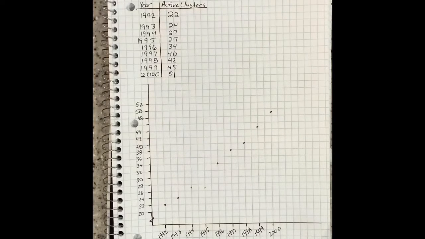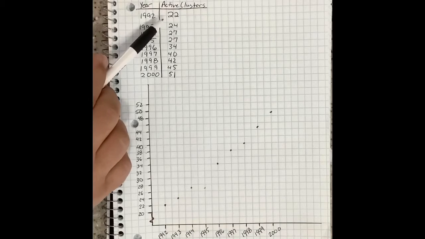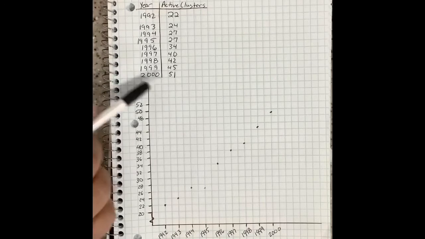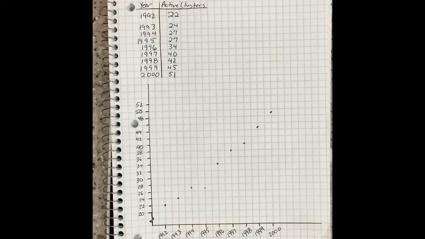All right, so what we have here is a graph of active clusters of woodpeckers. You can tell this data is a little bit old. My latest data point is 2000. I should probably fix that. But anyway, this was actual data that I found, and this was clusters of woodpeckers in some park. In 1992, they had 22 active clusters, and then obviously it was growing slowly.